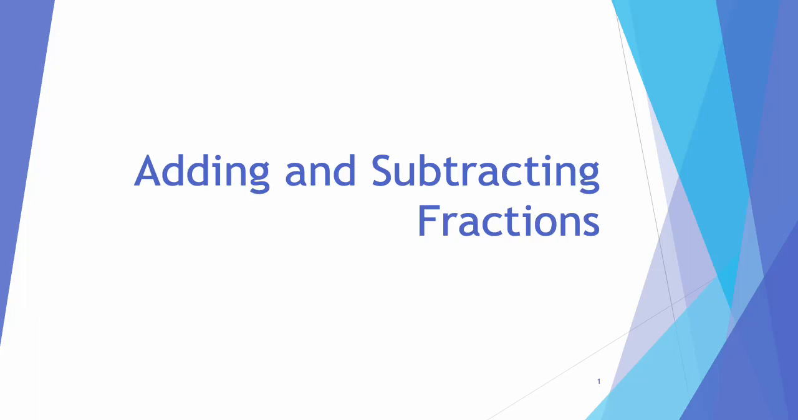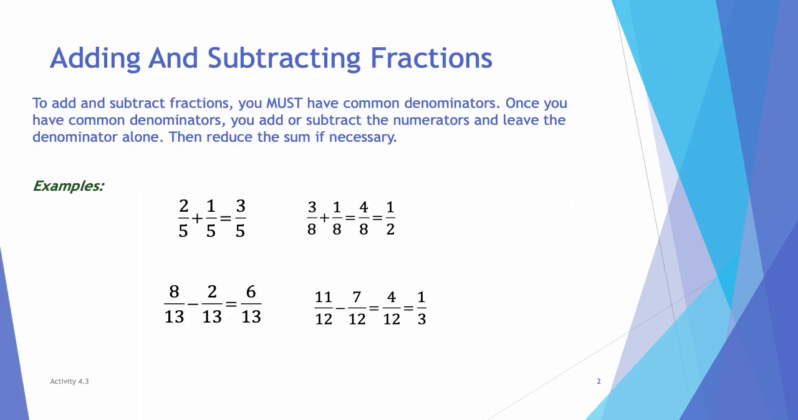This is the last section of Activity 4. We'll be adding and subtracting fractions. In order to add and subtract fractions, you must have a common denominator. Once you have the common denominator, you simply add or subtract the numerators and leave the denominators alone. Then reduce the sum if necessary.